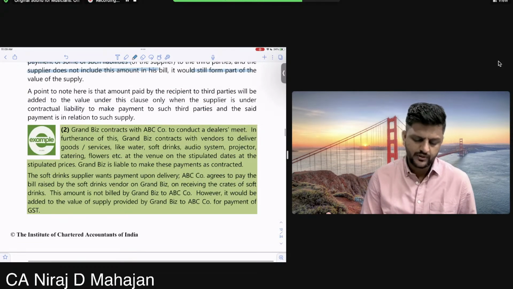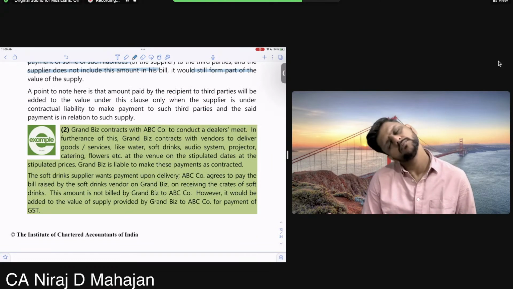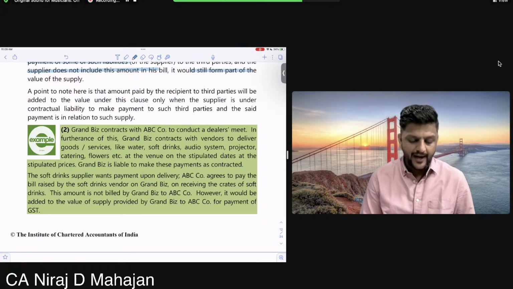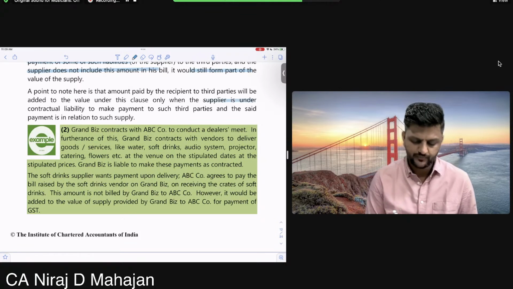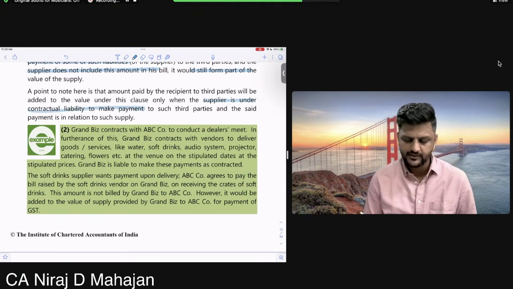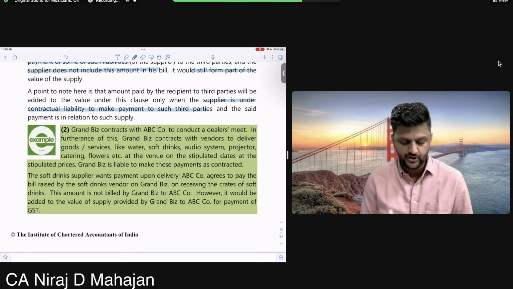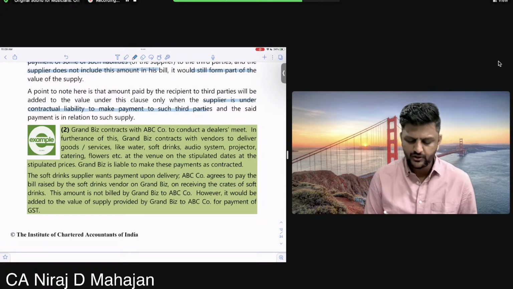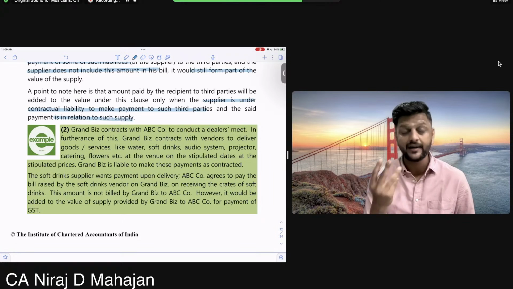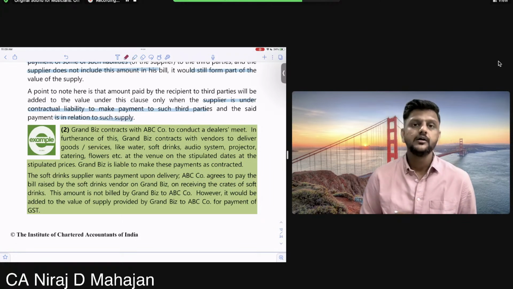A point to note here is that the amount paid by the recipient to the third parties will be added to the value under this clause only when the supplier is under obligation to make payment to third parties and the said payment is in relation to the supply. Then that means basically your entire definition of supply should be satisfied. Which one? The liability.